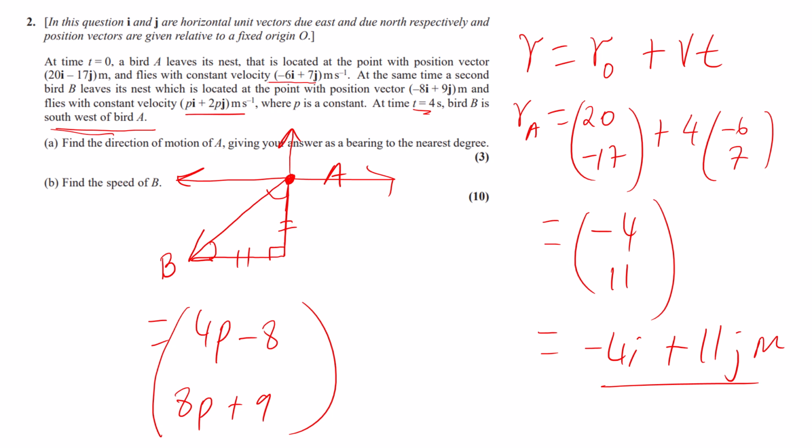That is to find what p is. So what's going to be the change in y? The change in y, the change in x. The change in x is 4p minus 8, take away minus 4p. That is the difference.